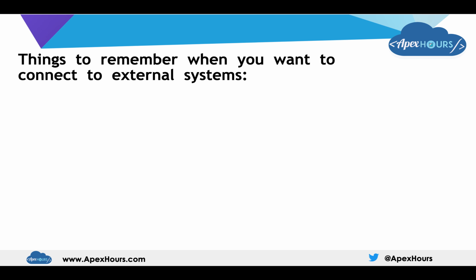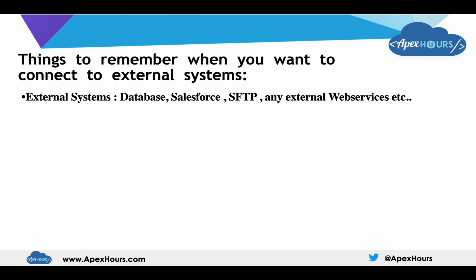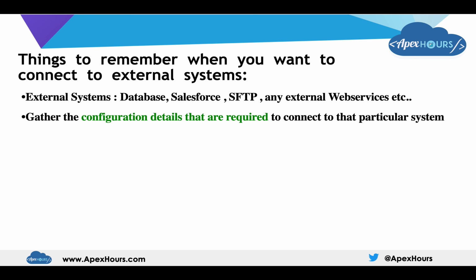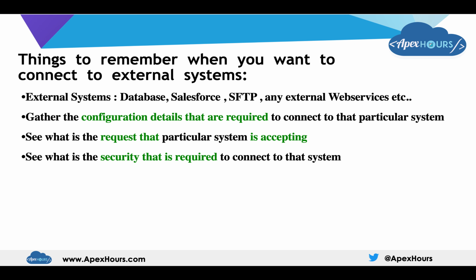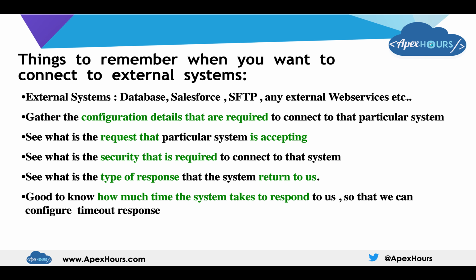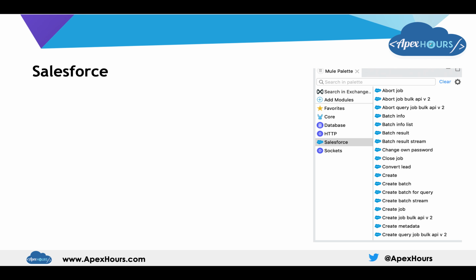I keep sharing this slide every time I connect to external systems. External systems are like a database, Salesforce, AWS, SFTP, or any external web service. It can be anything other than MuleSoft. So gather the configuration details required to connect to that particular system. As I always say, see what the request is and what kind of security you have. I keep moving to the next slides because I have explained this already. Also see what kind of response that system returns to us, and it is good to know how much time it takes to respond.